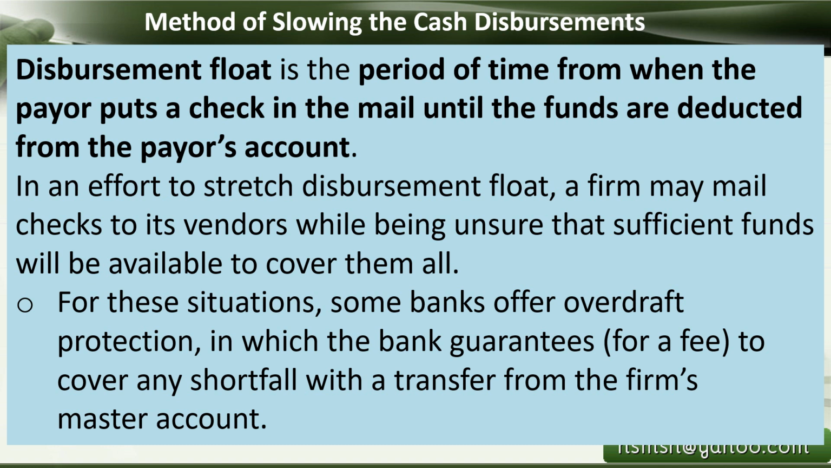In an effort to stretch disbursement float, a firm may mail checks to its vendors while being unsure that sufficient funds will be available to cover them all. For these situations, some banks offer overdraft protection. Sometimes banks offer the overdraft protection and the corporate will take that. So they will keep that account as and when the draft is presented for payment. The overdraft facility will be used to honor that check. So that is how these things are done.